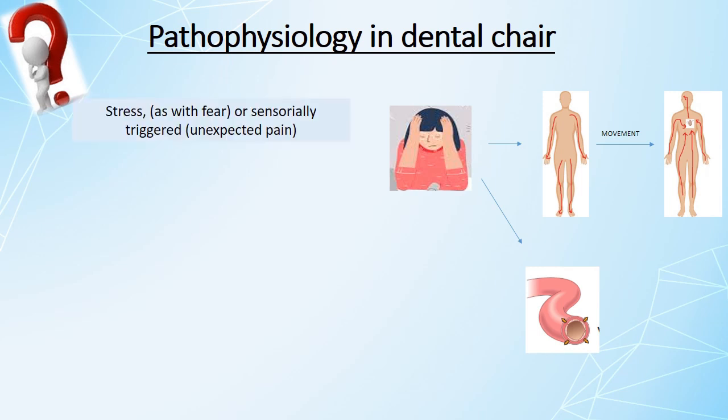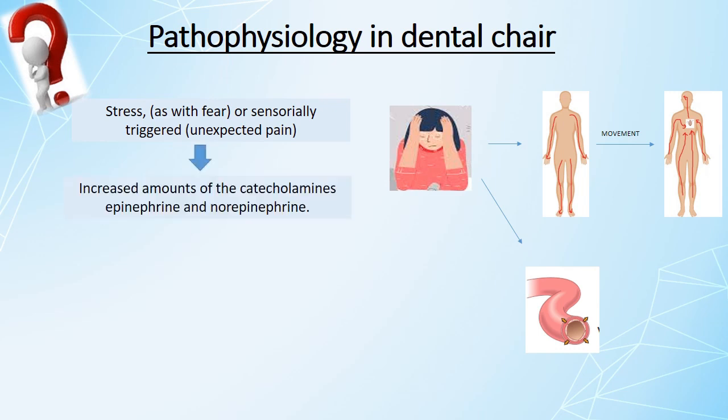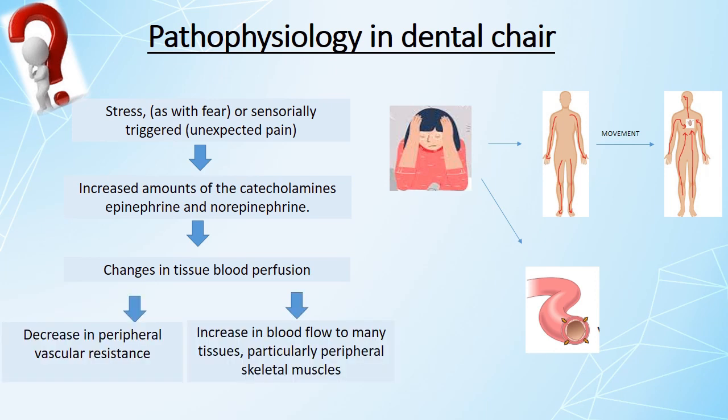Whenever there's stress, as with fear or sensory triggers, whenever there's unexpected pain, at that time there are increased amounts of catecholamines like epinephrine and norepinephrine in the blood, and therefore there are changes in tissue blood perfusion, and it results in decrease in peripheral vascular resistance and increase in blood flow to many tissues, particularly the peripheral skeletal tissues. Seeing the diagram on the right side, the same thing is explained.